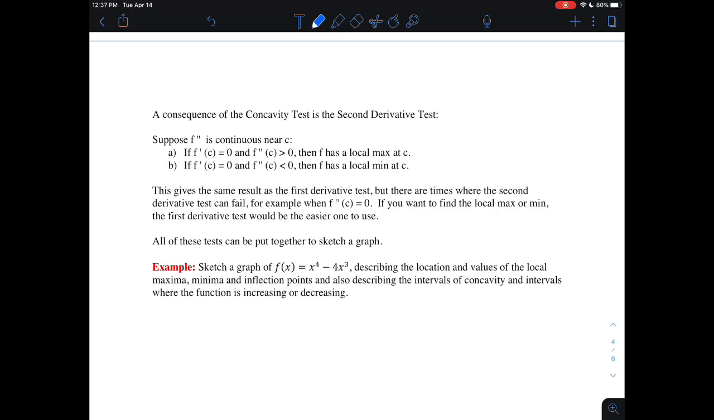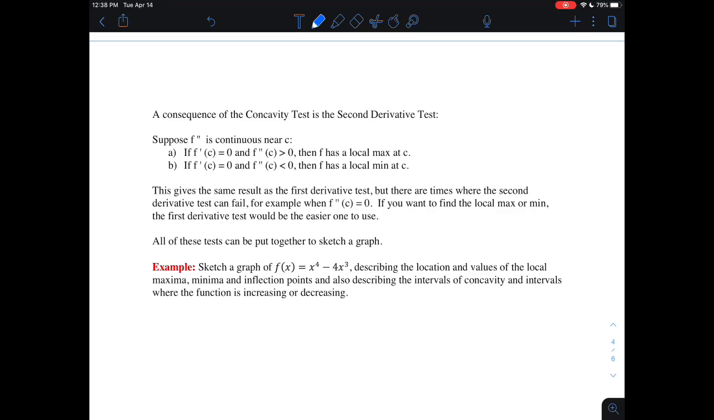This gives the same result as the first derivative test, but there are times where the second derivative test can fail. For example, when the second derivative is equal to 0, we wouldn't get any information out of that. So it's an alternative. I wouldn't say that it's better. If all you are after is to find the local max or min, the first derivative test would be the easier one to use.